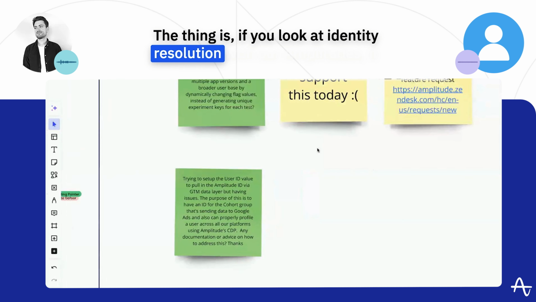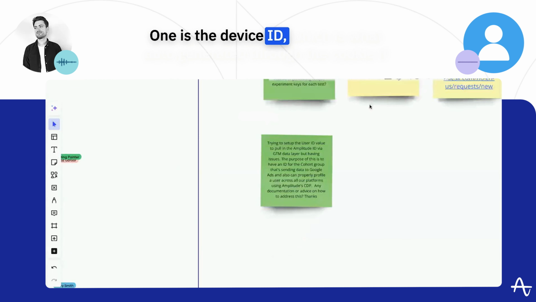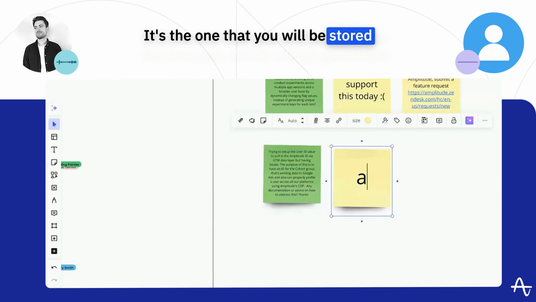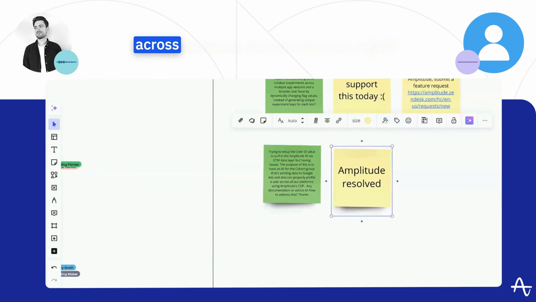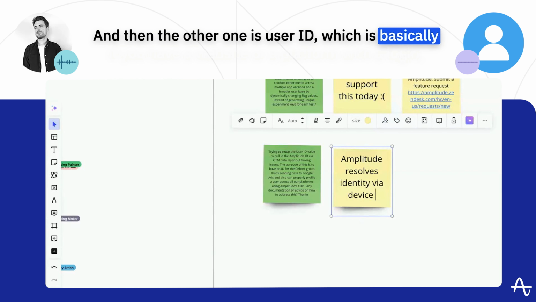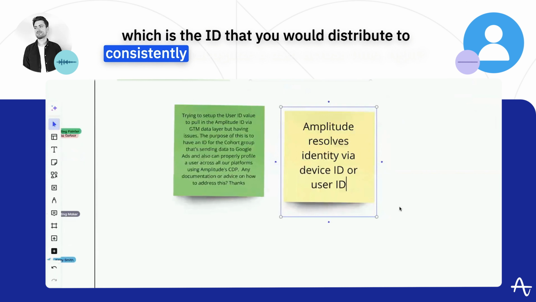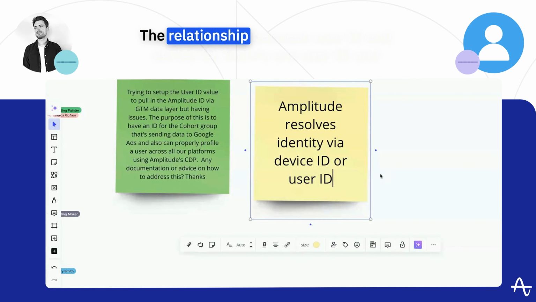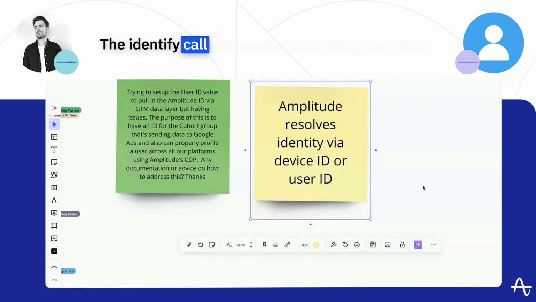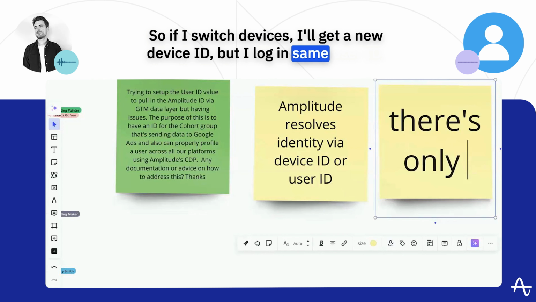If you look at identity resolution in Amplitude, it actually resolves identities at two levels. One is the device ID, which is auto-generated through the cookie if you're using a client-side library. It's stored in the browser, which will be persistent across sessions, but not devices. The other one is user ID, which is for when you have a website or platform with a login, the ID that you distribute to consistently recognize a user across time. There's one user ID and you can have multiple device IDs. The identify call will resolve everything over time. So if I switch devices, I'll get a new device ID, but when I log in, it's the same user ID.